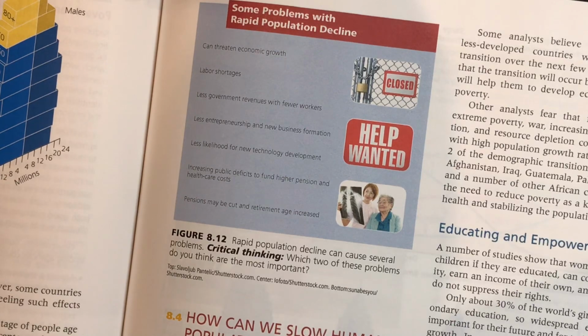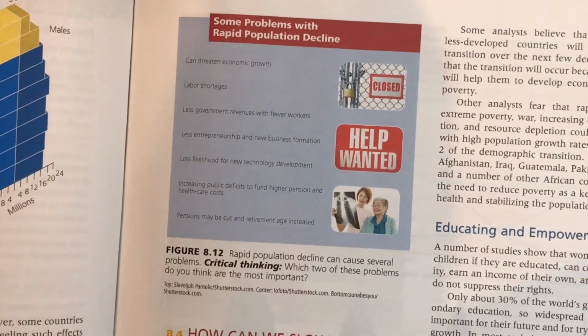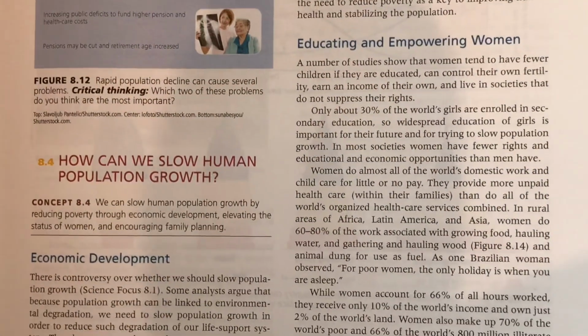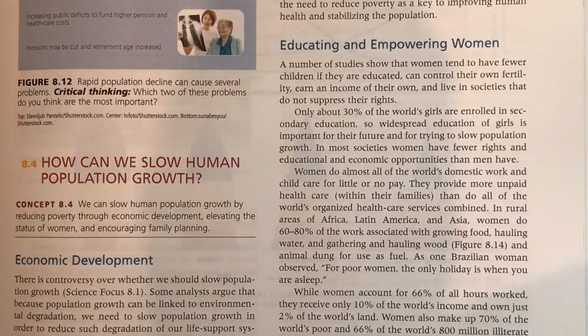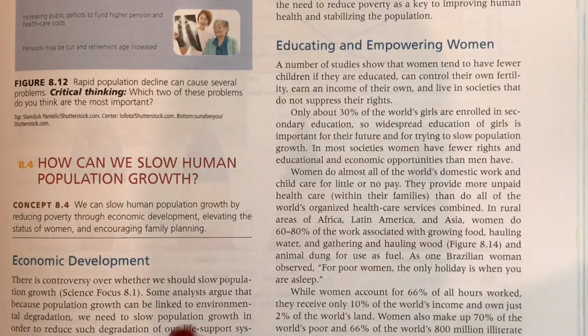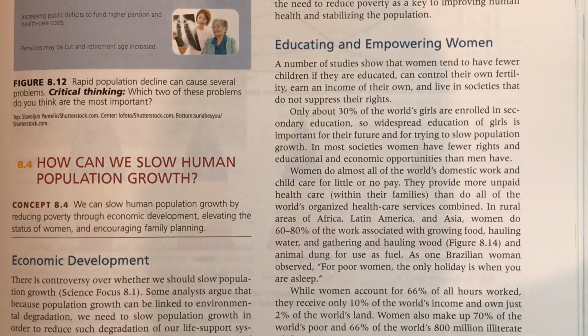How can a country halt population decline within its borders? The easiest way to do that is to encourage immigration. What impact does the education and empowerment of women have on a population? I think I've been beating this drum for a little while. It is the best way to slow population growth in a country. Right here, only 30% of the world's girls are enrolled in secondary education.